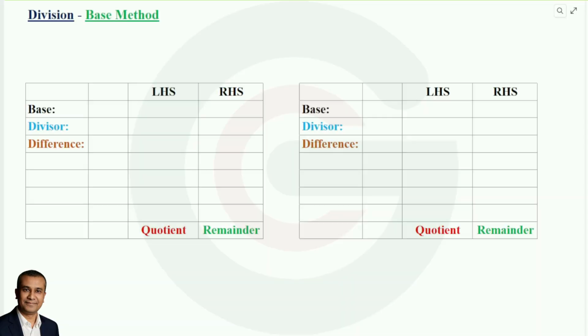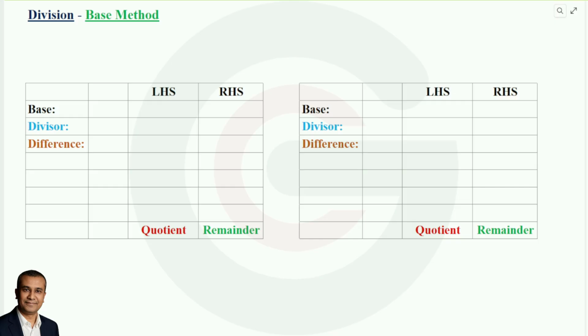Now coming to the base method, we represent the elements of division in this way. The dividend is split into two parts, left hand side and right hand side. And after the process of division, we get the quotient on the left hand side and the remainder on the right hand side. I will explain what is base and difference.